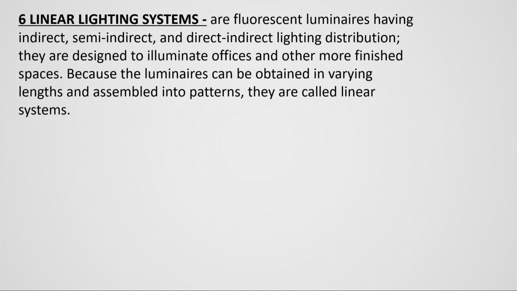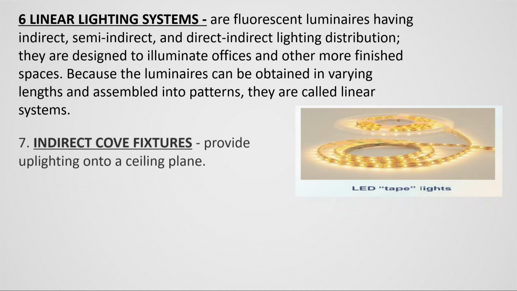Next is linear lighting systems. Linear lighting systems are fluorescent luminaires having direct, semi-direct, and indirect lighting distribution. They are designed to illuminate offices and other more finished spaces because the luminaires can be obtained in varying lengths and assembled into patterns. They are called linear systems. Linear lighting is ideal for helping to illuminate walls, rooms, and hallways.